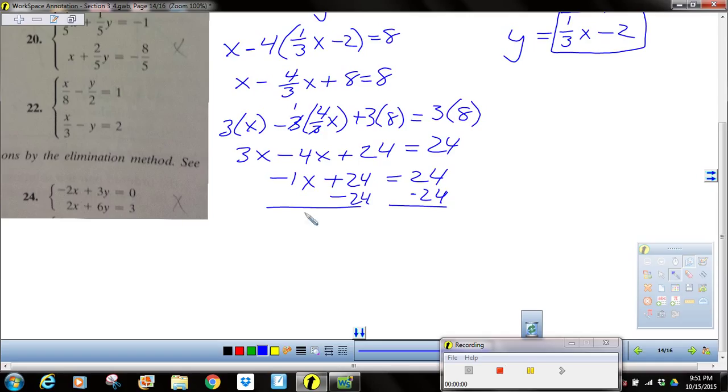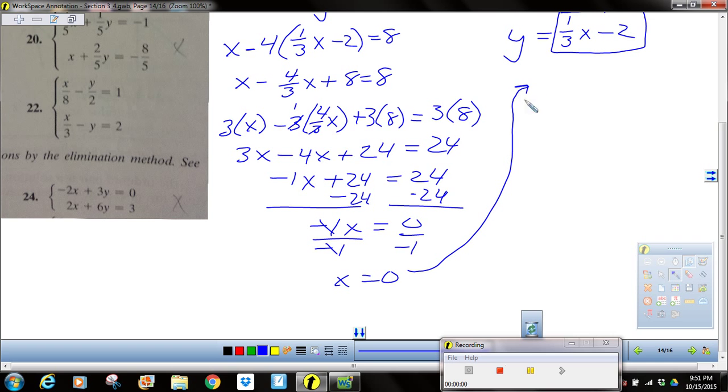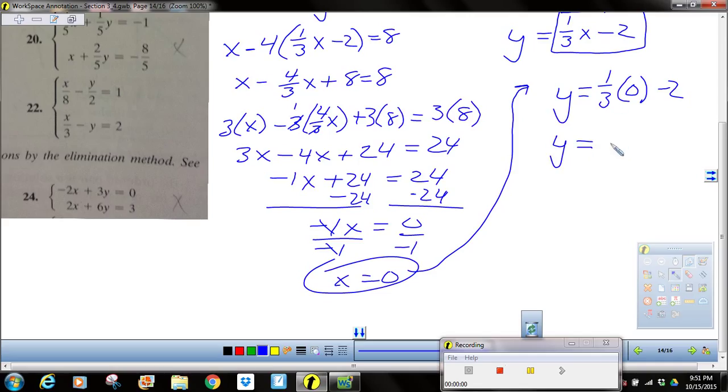And I still have an x that's negative 1x. That equals 0 though. So when I divide by -1, I still have x equals 0. Now if x is 0, I'll plug it back in right up here. One-third times 0 is 0. Take away 2 is -2.